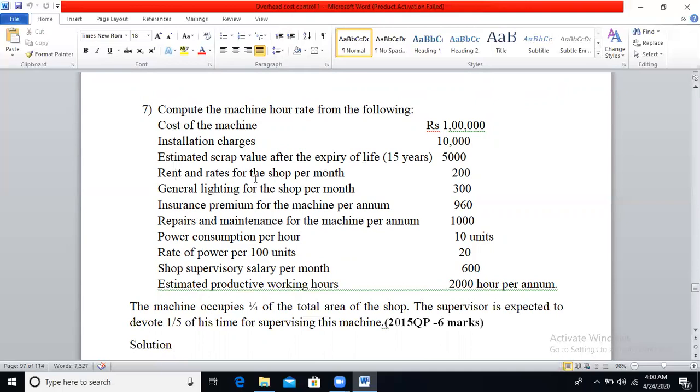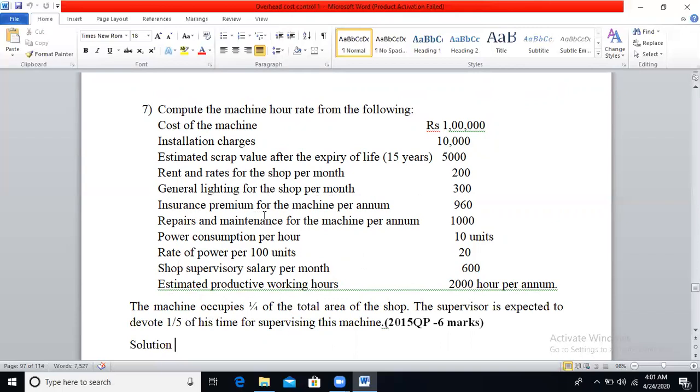Rent and rates for the shop per month. So here they have given rent and rates per month. You have to convert this into year because here we have calculated on a yearly basis. Per annum, estimated productive working hours they have given per annum. It means we have to calculate on a yearly basis. And the machine here is occupying only 1/4 of total area. That's why rent and rates for this machine will be calculated only for 1/4. Then general lighting for the shop per month will be 300. So lighting also will be provided only for 1/4 of lighting.